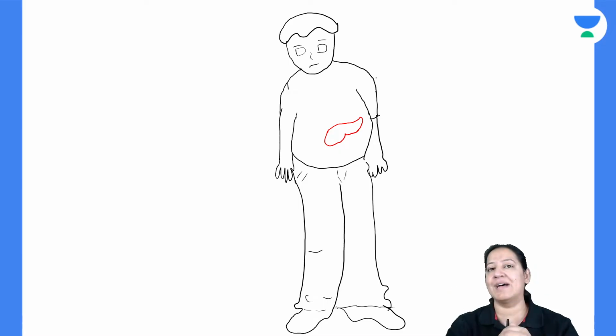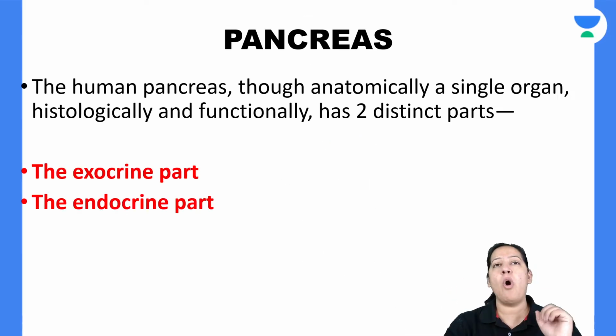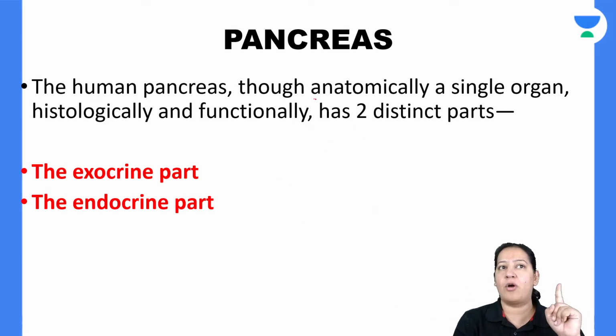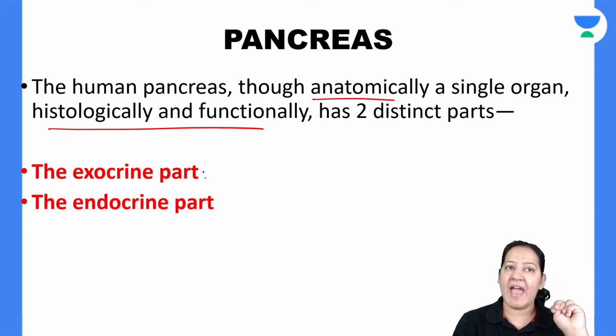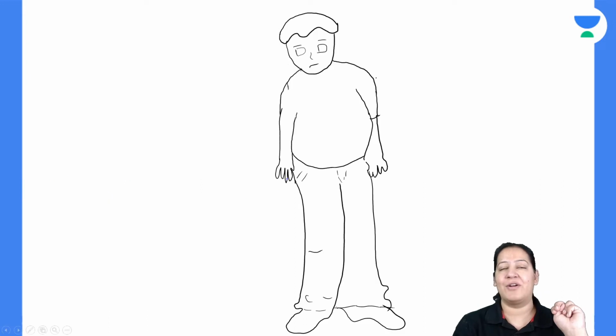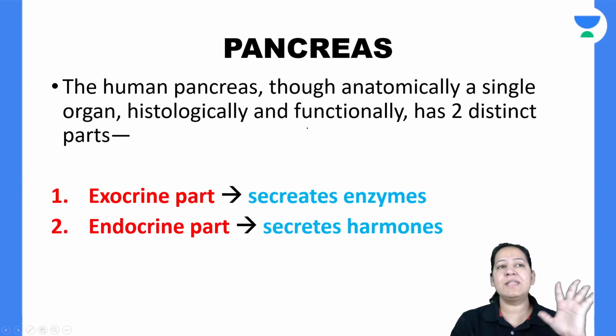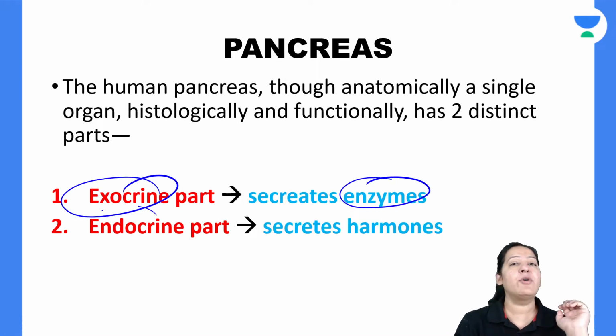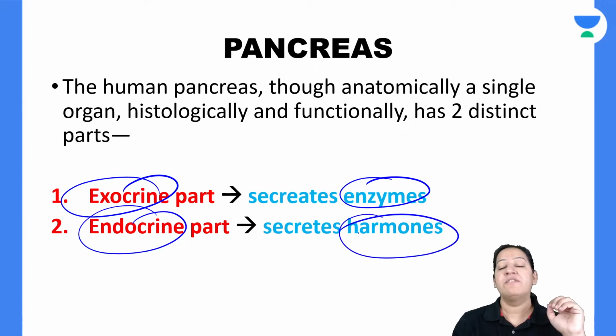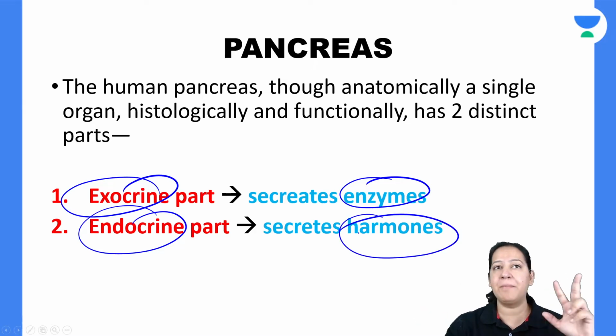Can you see the pancreas? It is an intra-abdominal organ. Although anatomically it is a single organ, histologically and functionally, the pancreas is a dual organ. It has an exocrine part as well as an endocrine part, right? Exocrine parts secrete enzymes which are helpful in digestion. Endocrine parts secrete hormones which are useful for maintaining blood glucose level.